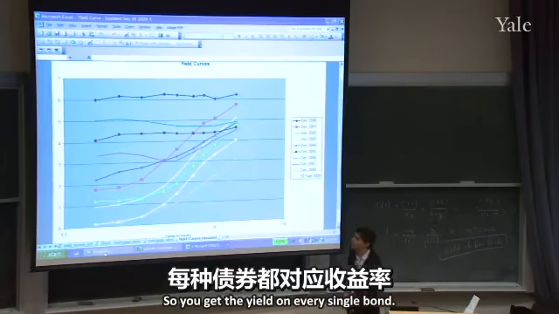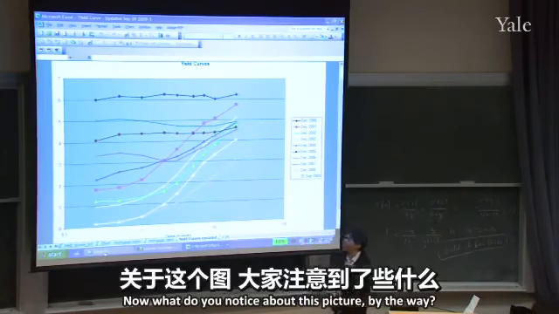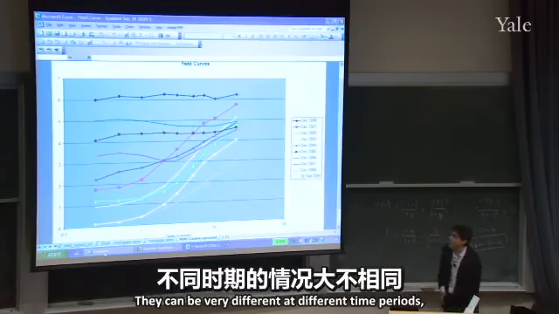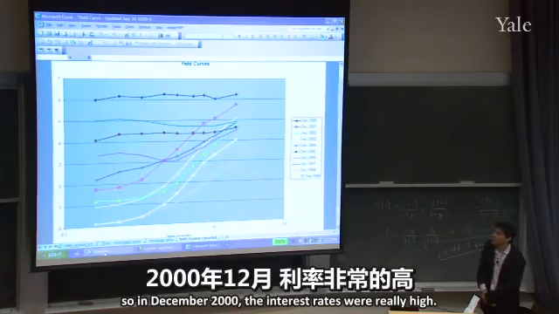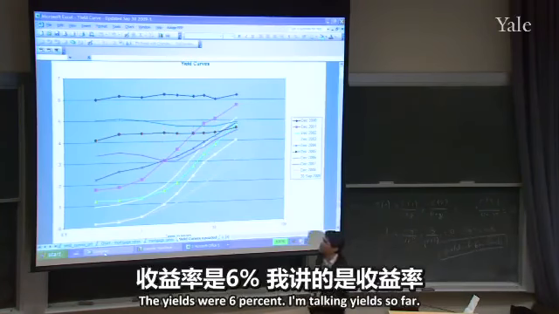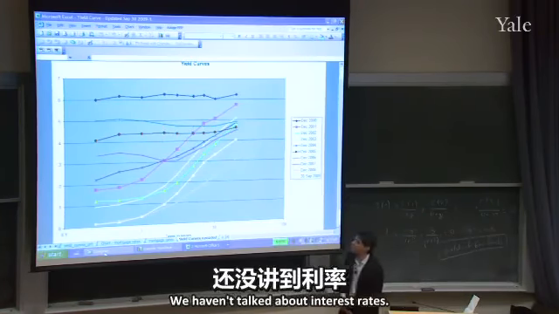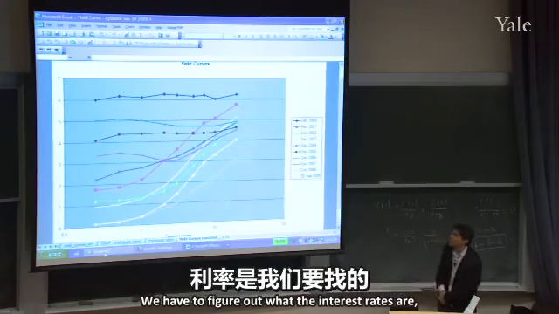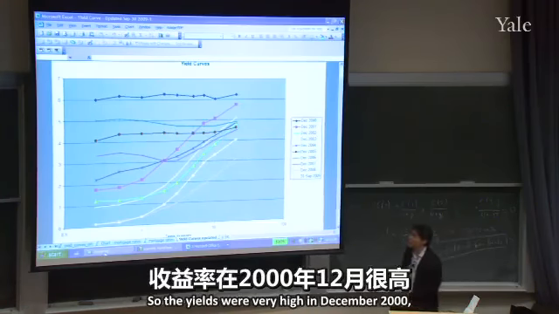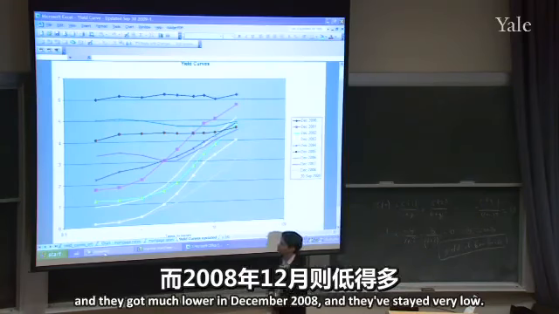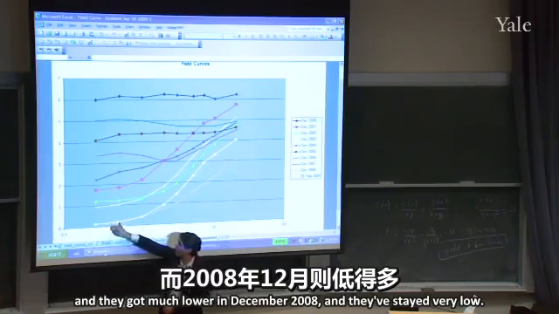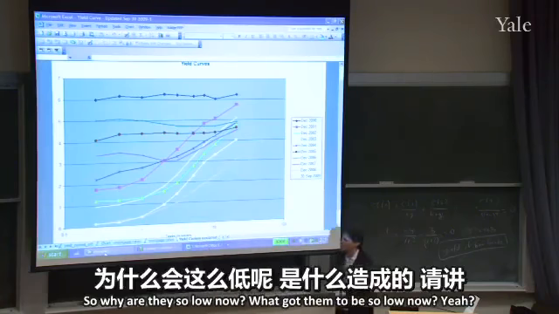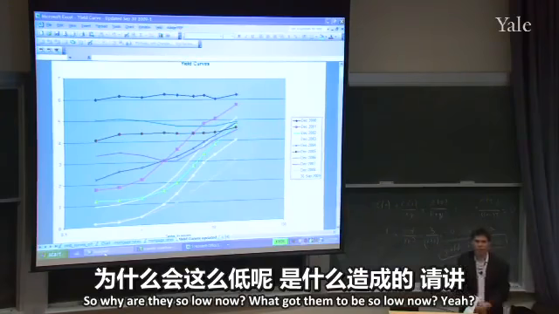Okay, so you get the yield on every single bond. Now, what do you notice about this picture, by the way? They can be very different at different time periods. So in December 2000, the interest rates were really high. The yields were 6%. I'm talking yield so far. We haven't talked about interest rates. We have to figure out what the interest rates are. But anyway, they're obviously going to be connected. So the yields were very high in December 2000, and they got much lower in December 2008, and they've stayed very low. So why are they so low now? What got them to be so low now? Yep.